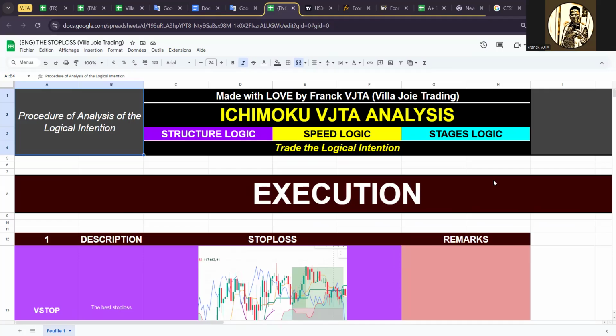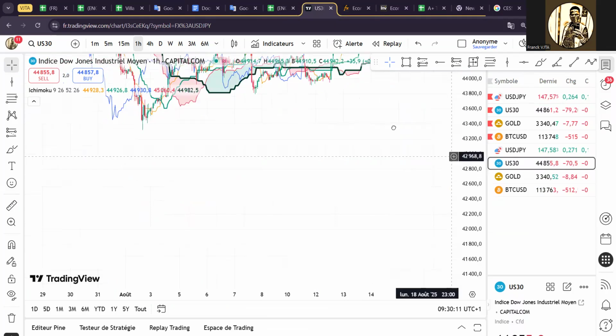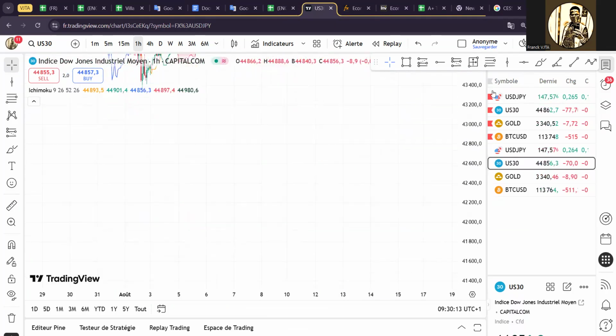Now we are in the execution step, after the structure logic, the speed logic, the stage logic. For the execution, we need to start with the stop loss. First of all, what is the concept around the stop loss? The concept around the stop loss, right?